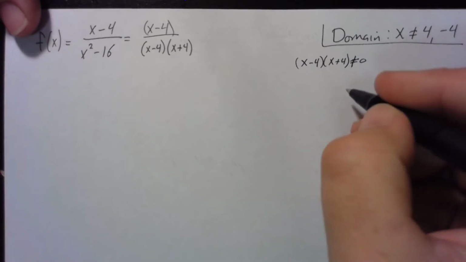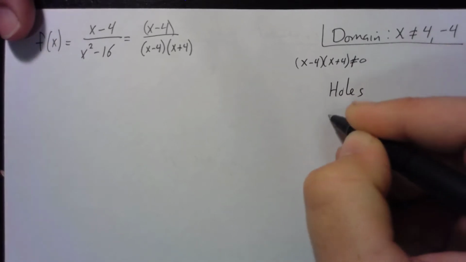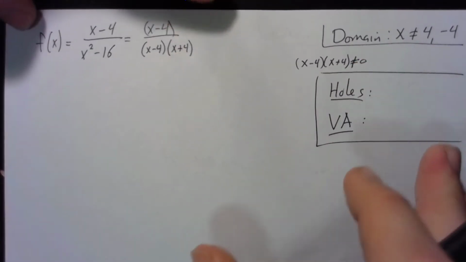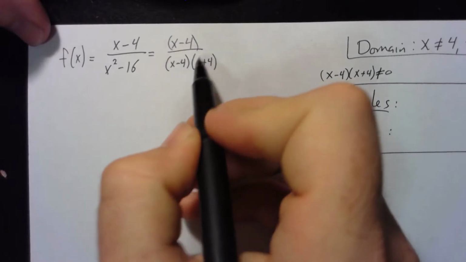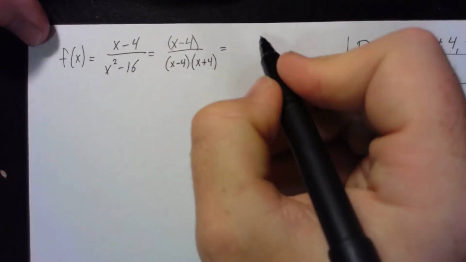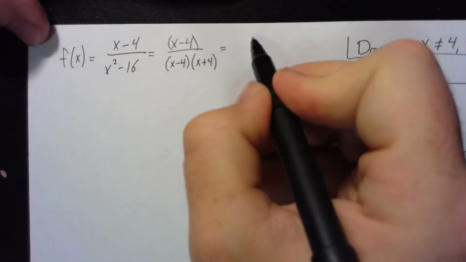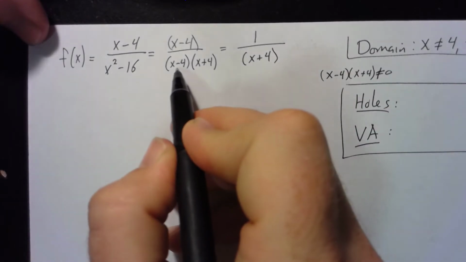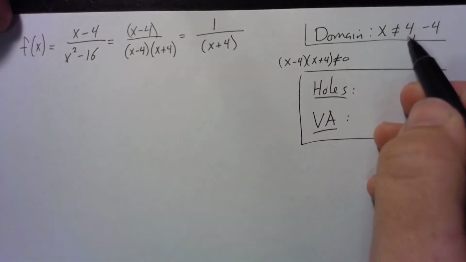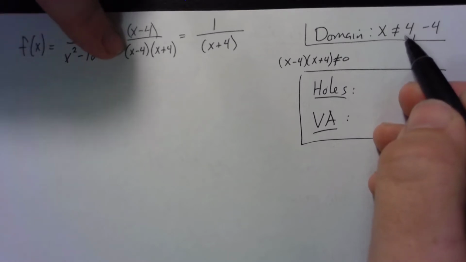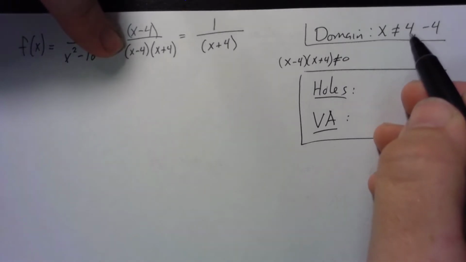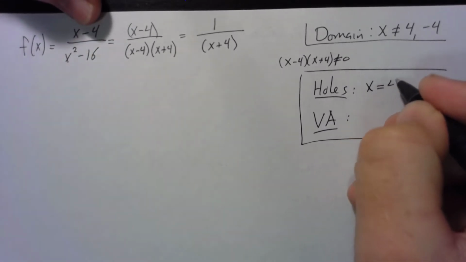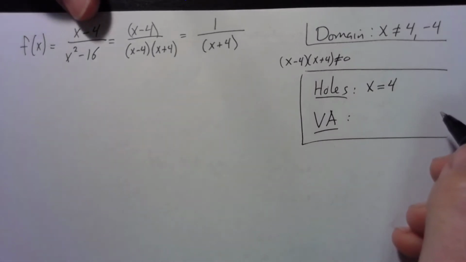My next step is to determine the holes and the vertical asymptotes. To find them, again, we can use the pre-calculus methods. The pre-calculus method is to look at the original function, factor everything, and anything that can cancel out, this x minus 4 here and here, can cancel out. If I cancel that out, the factor that created that domain issue, so x minus 4 created the domain issue of x equals 4, that is now going to be considered a hole. So x equals 4 is a location where there exists a hole.